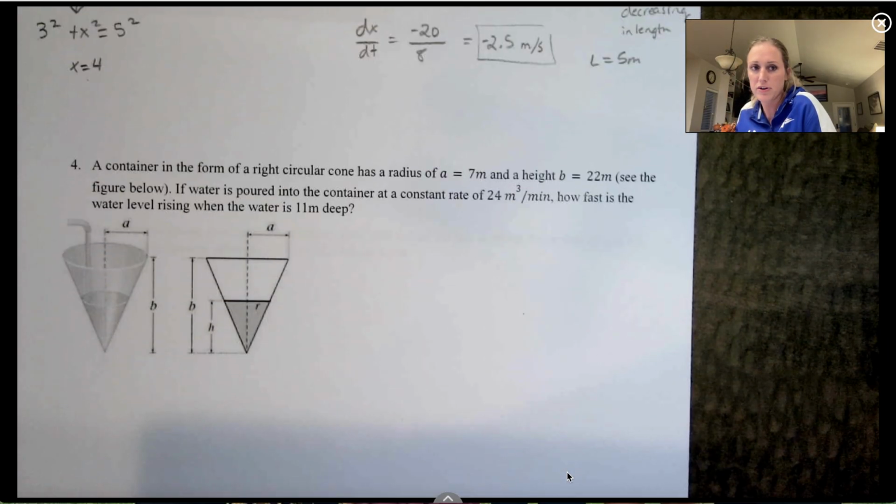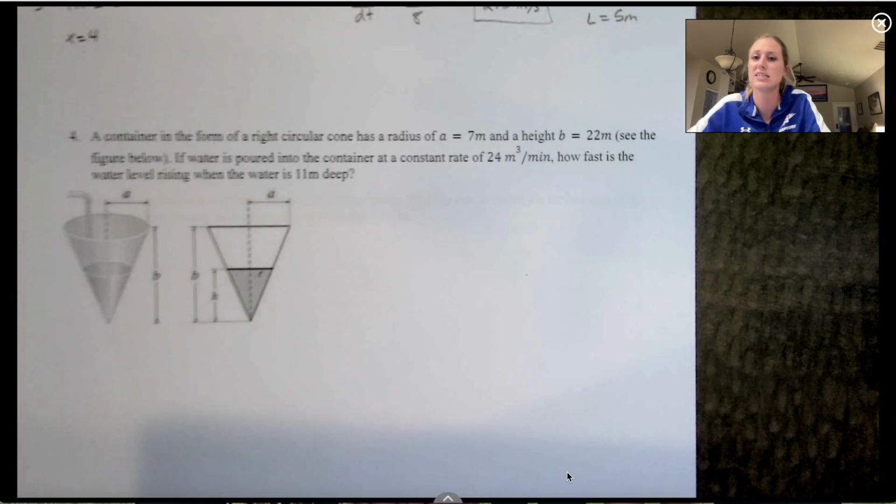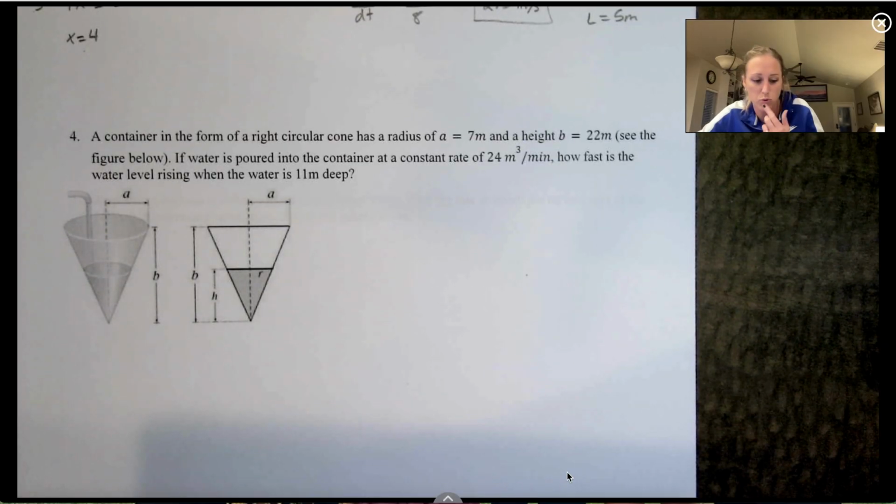Okay, last example here, guys. We have a container in the form of a right circular cone that has a radius of 7 meters and a height of 22. Here's a picture to go with it.